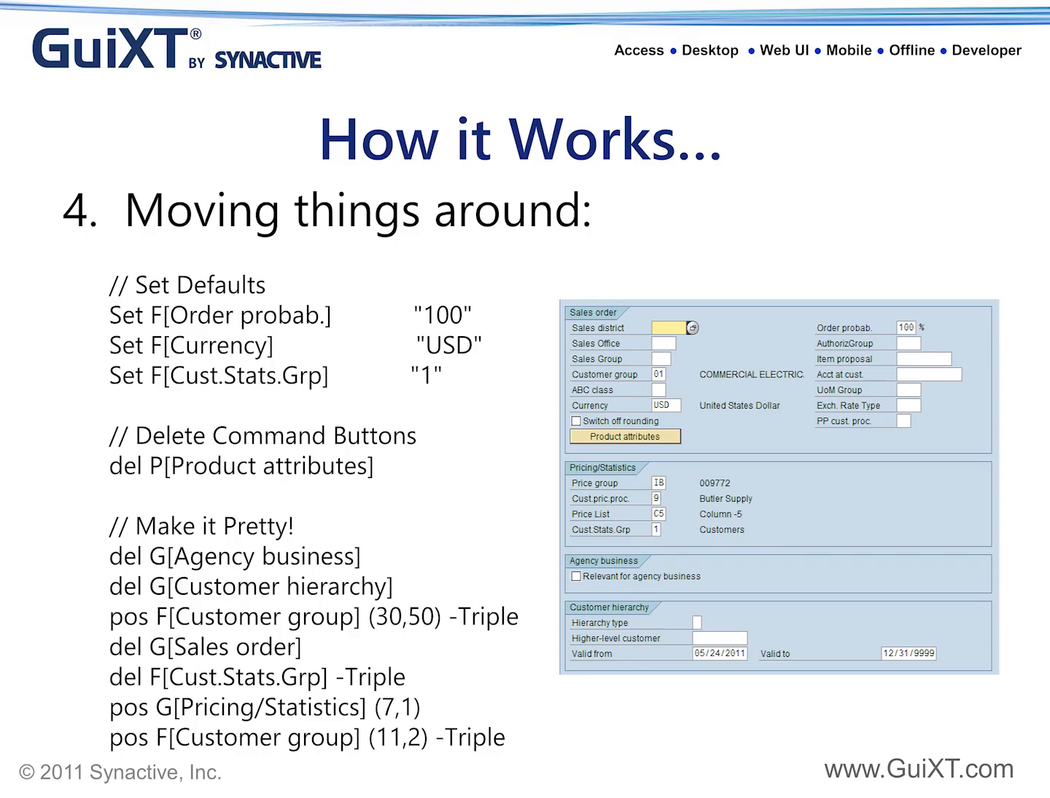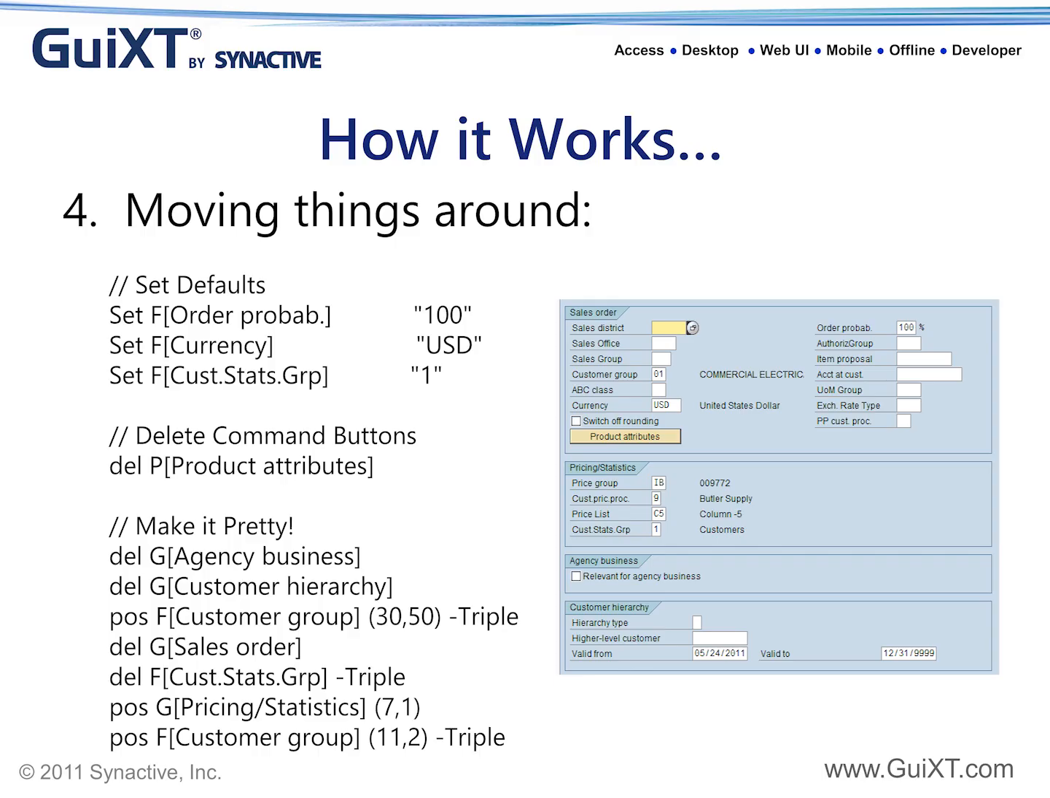Notice that there's a set command that you can use, and you just give the field name, and you can actually set default values. So here I've set the default of 3 of the values to 100 USD and 1. Then next I've deleted this production attribute or product attributes button off the screen. We don't need that. And then what I've done is I've made it all look good.